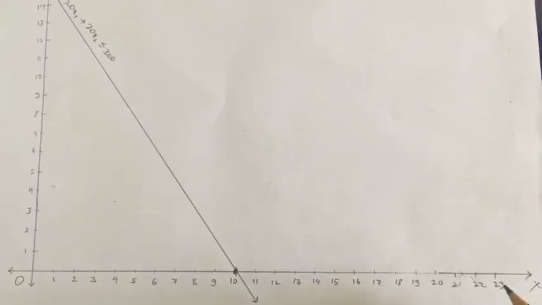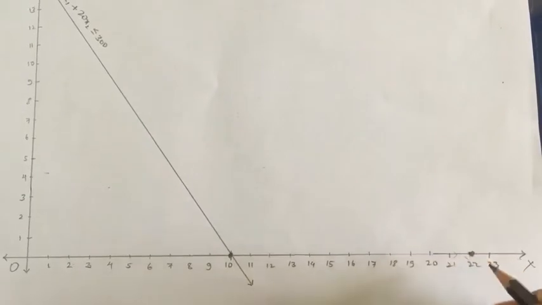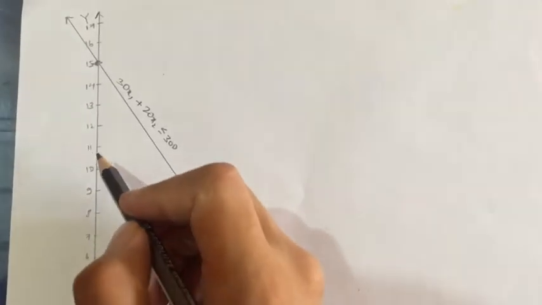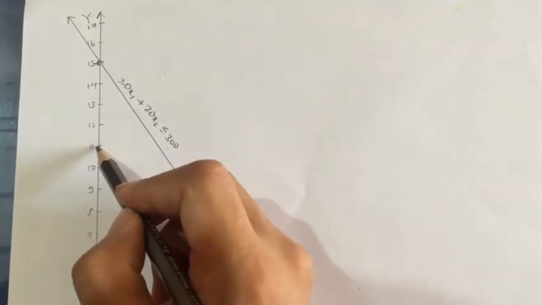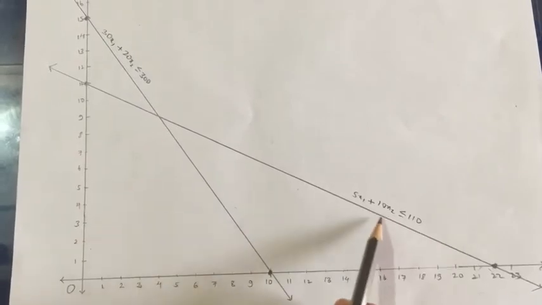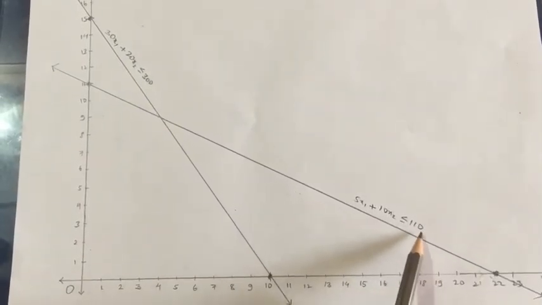So here x-intercept is 22, so here is the point 22, and y-intercept is 11, so we have to plot y-intercept 11, so here is the point. So now we have to join these 2 points. We have to draw a line through these 2 points. I have drawn the line and written the inequality also: 5x1 plus 10x2 less than or equal to 110.